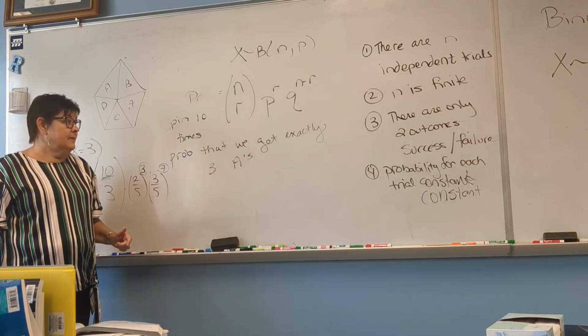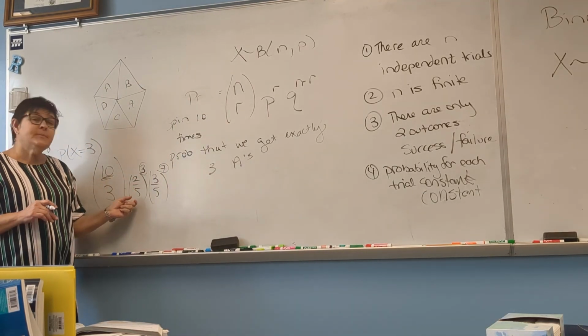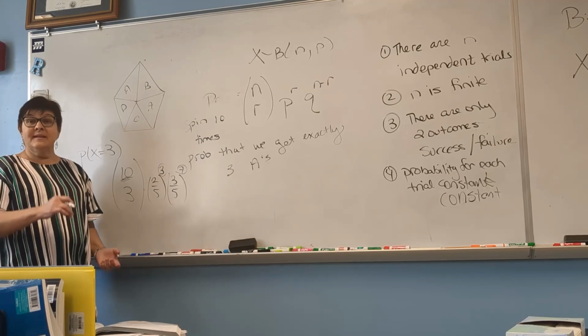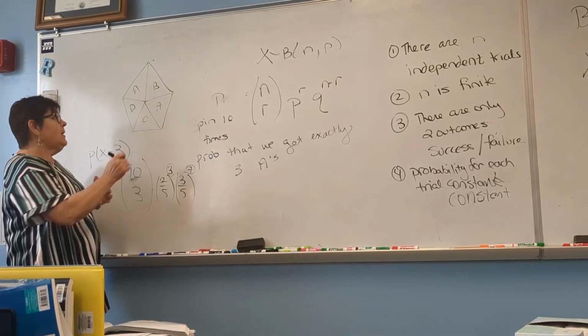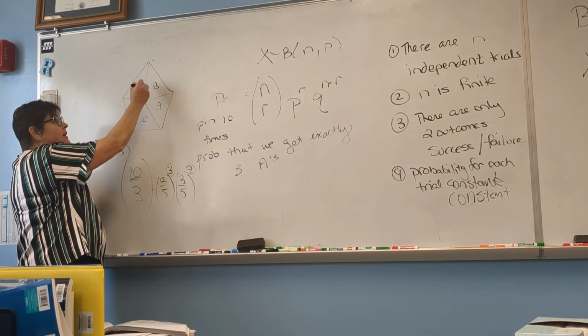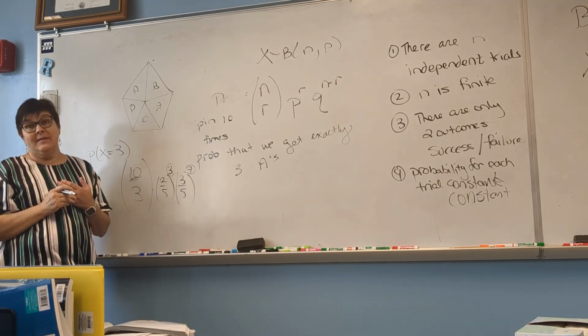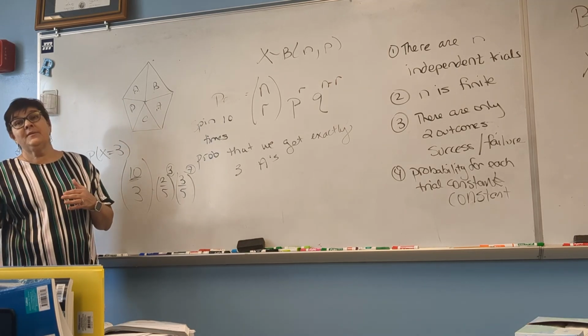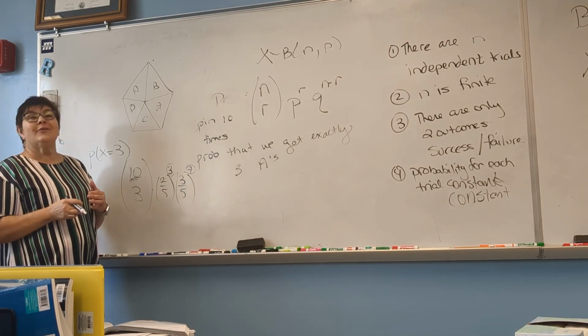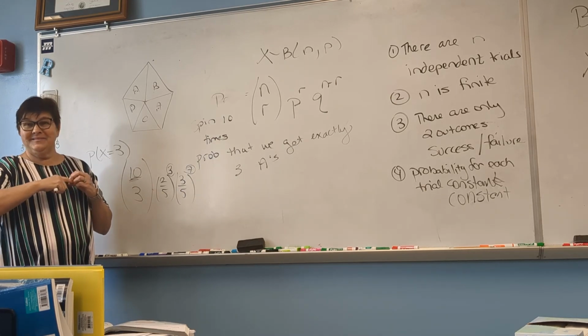Where'd you get the 2/5 and 3/5? Okay, that's good. So probability of success, in this case, our success is getting an A. So I have 2 A's out of 1, 2, 3, 4, 5. So 2/5 probability of getting an A. And 3/5's not. Correct. That's my failure, right here.